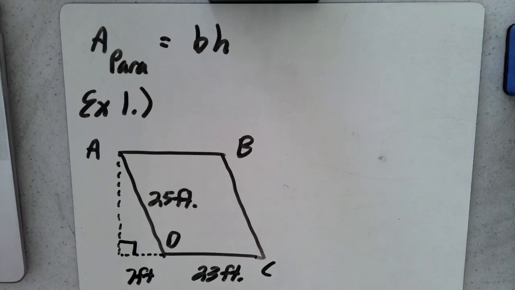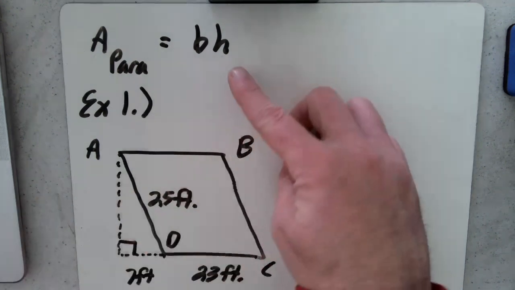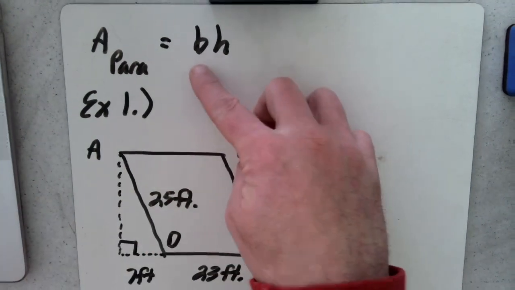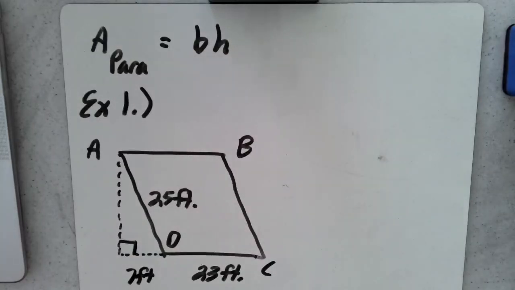We are in section 6-1, areas of quadrilaterals, example 1. Example 1 deals with parallelograms, being able to find areas of parallelograms. So if we look back here, we can see that the formula for area of a parallelogram is base times height. So we need to be able to identify those two measures.